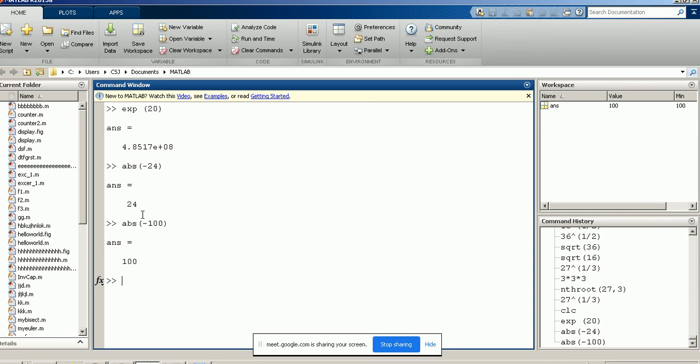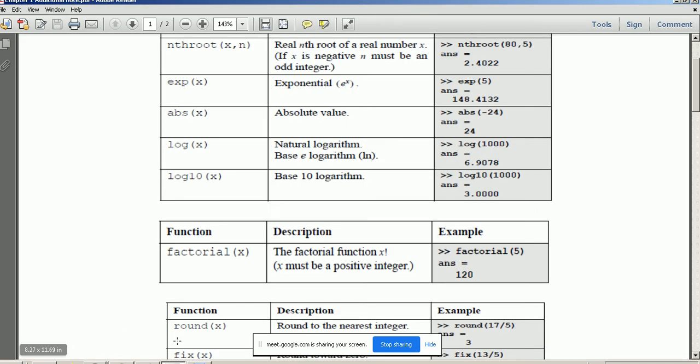So guys, why are we studying these things, the absolute value? Because we have many equations in Matlab, many codes. We sometimes need only the positive result. So you should understand how we can get the absolute value.